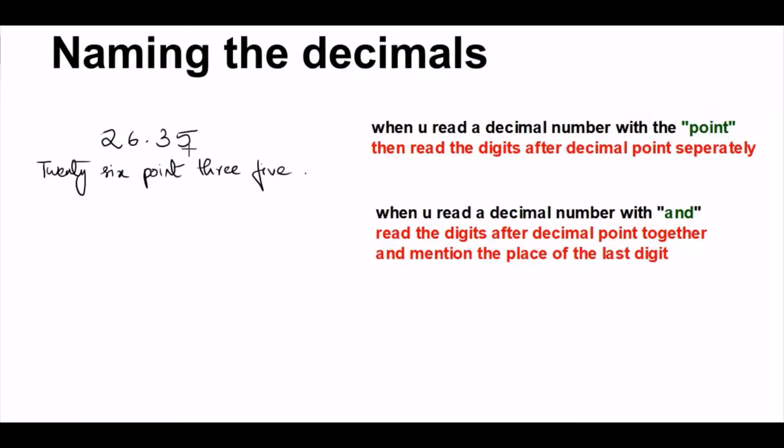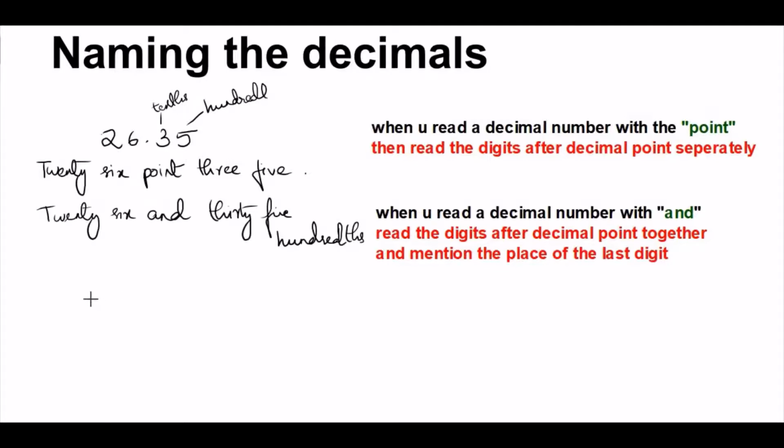Now, if you want to read the same decimal number with AND, then read the digits after decimal point together and mention the place of the last digit. So the same number can be read as 26 and 35 hundredths, because here 5 is the last digit and we have to mention the place of the last digit. Here this is the tenths place and this is the hundredths place. So the last digit is in the hundredths place. So we will mention the place of the last digit, that is 26 and 35 hundredths.